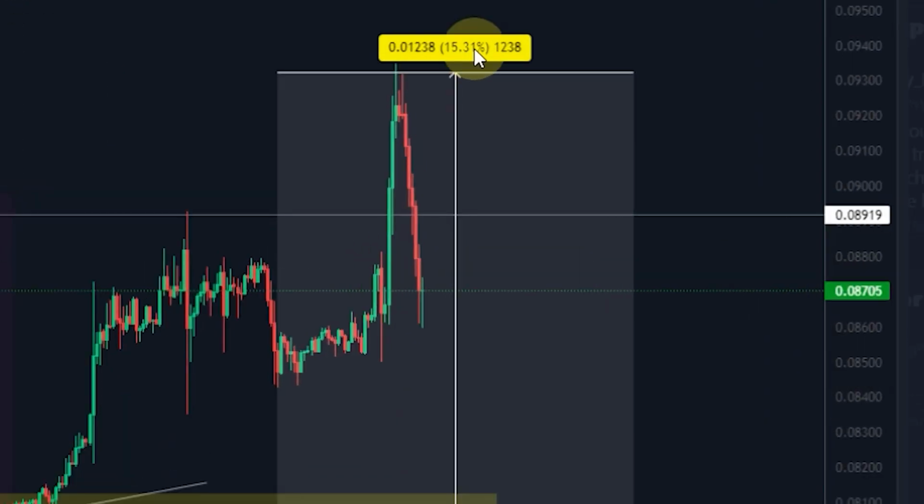After that, we took a beautiful trade. Price within several days pumped by 15%. It's insane accuracy. That's why volume profile is so important for us.